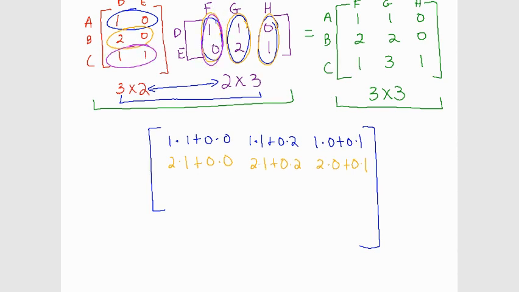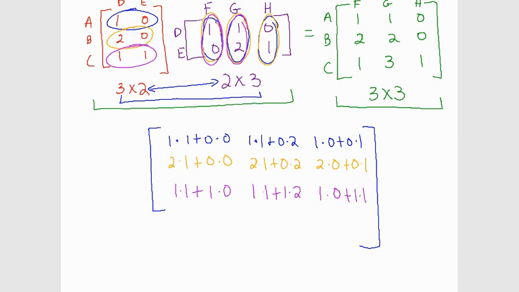So 1 times 1 plus 1 times 0. Sorry, I had a brain fart there for a second. And then this column, 1 times 1 plus 1 times 2. And then 1 times 0 plus 1 times 1.